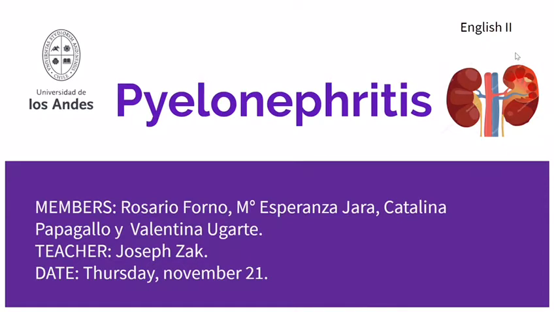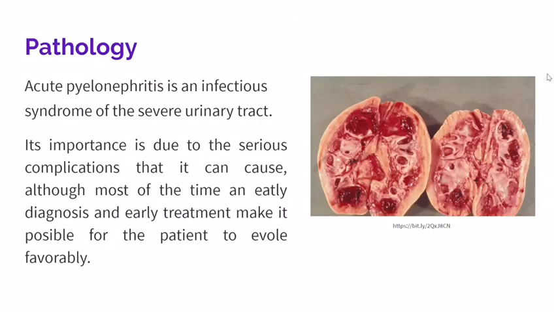And in this work, we will talk about pyelonephritis, what are its main characteristics, symptoms, treatment, and prognosis. Acute pyelonephritis is defined as an infection of the upper urinary tract, which affects the pelvis and renal parenchyma. Its importance is due to the serious complications that it can cause, although most of the time an early diagnosis and early treatment make it possible for the patient to evolve favorably.